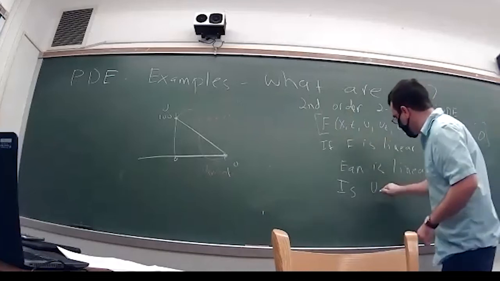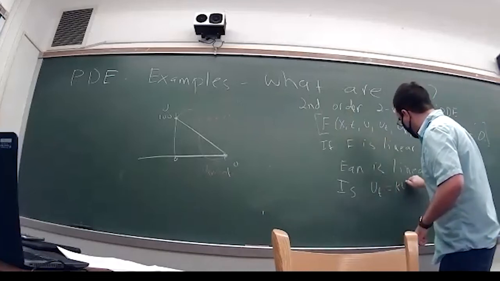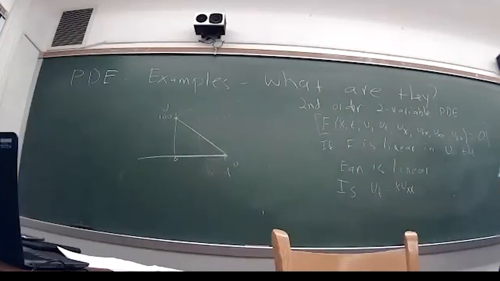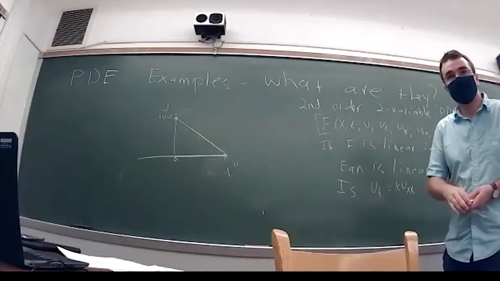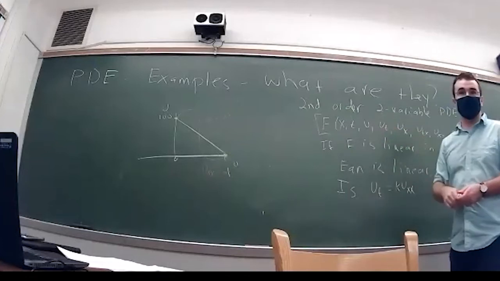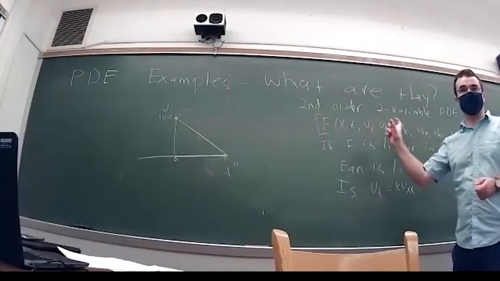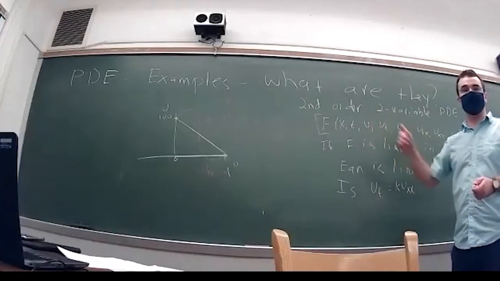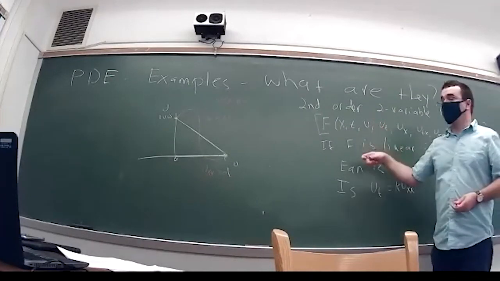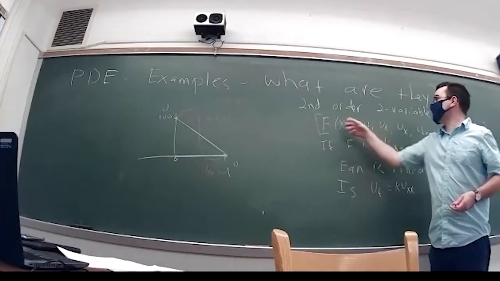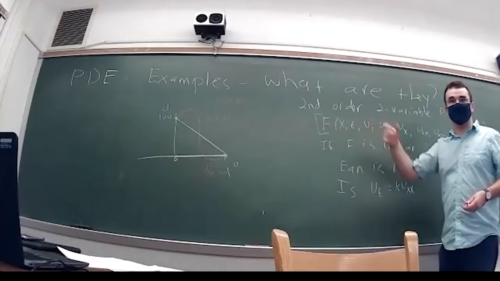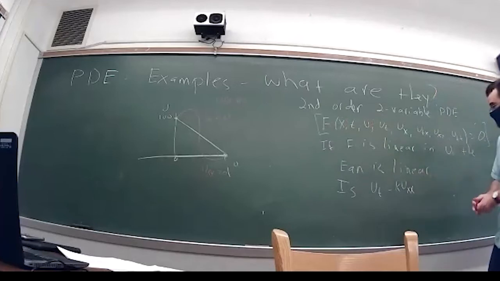Wait, and you're saying like in u? Say again? What do you mean by in u? Oh, in this variable. Okay, so considering it as a function of u only. Is it linear in that? U is a function, and capital F is a function of u and other variables.